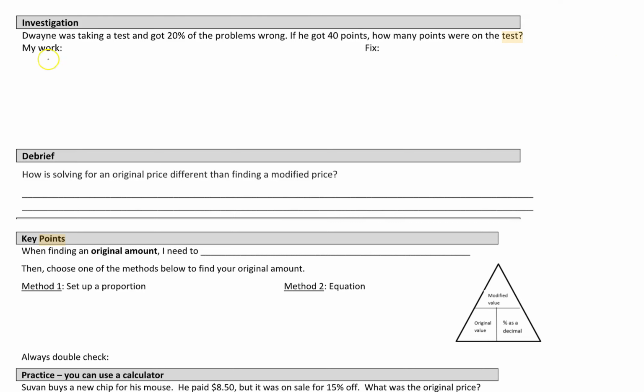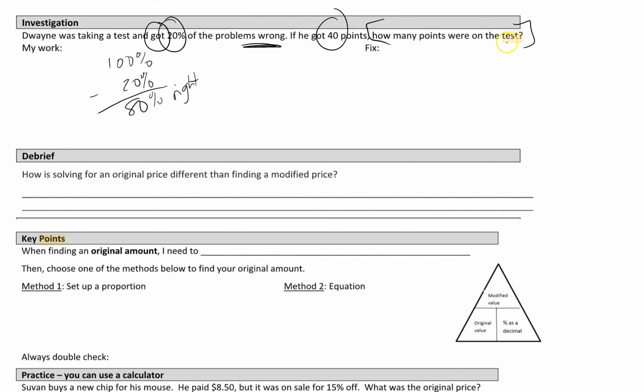So we have Dwayne, who was taking a test and he got 20% of the problems wrong. If he got 40 points, how many total were on his test? So we're going to start out by thinking: the question says he got 20% wrong, and then it gives us how many positive points he got. So we need to start with saying, if he got 20% wrong, how many did he get right? And we can do that with subtraction. So we got 80% right.